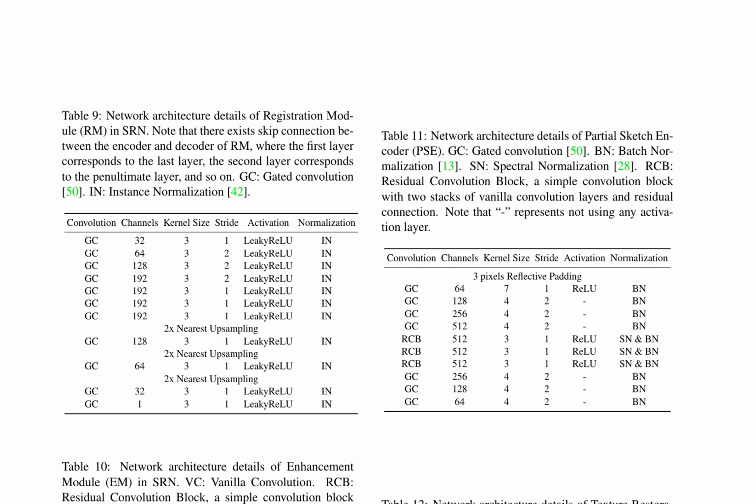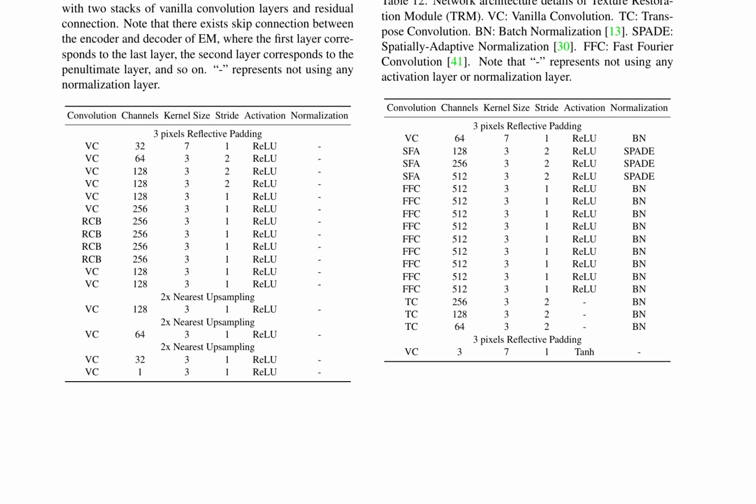The partial sketch encoder, PSE, consists of gated convolutional layers with ReLU activation and batch normalization, followed by residual convolution blocks with ReLU activation and spectral normalization. The network architecture is designed to process partial sketches.